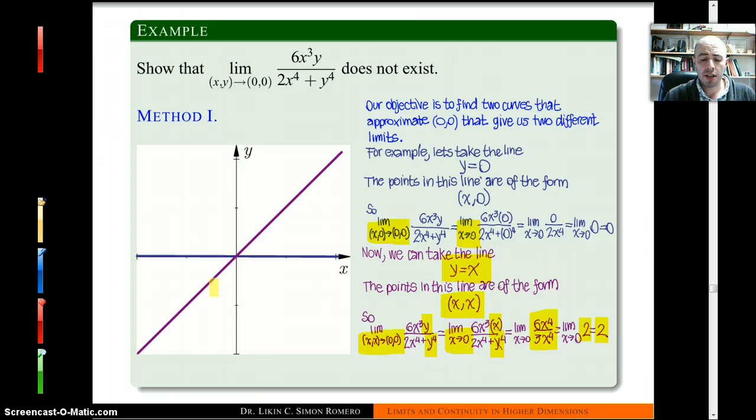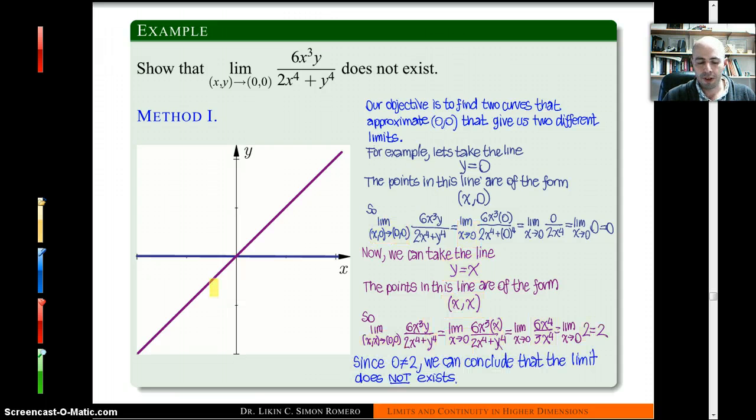This method is actually very useful and very versatile. The problem is you have to pick the right curves in order to get your answer or your proof. Notice that in this case, in 0 is different from 2, we conclude that the limit does not exist. You have to get two different limits in order to conclude that the limit does not exist.